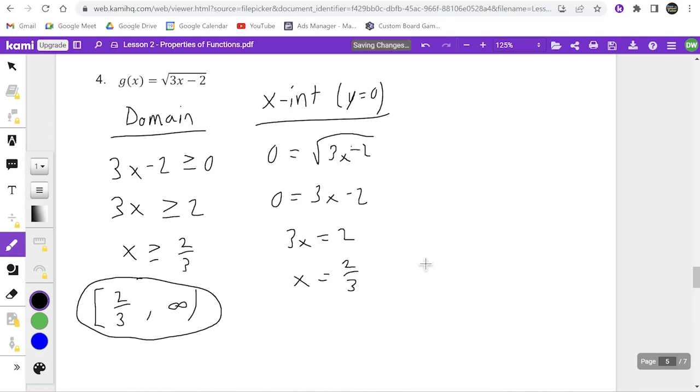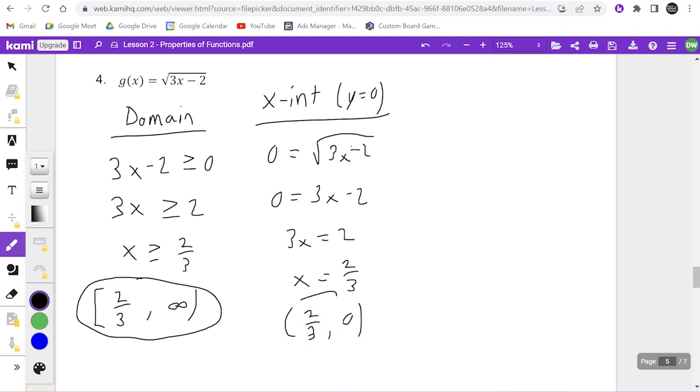Now, technically here, you're supposed to check for extraneous solutions. However, I'm just going to tell you, you don't need to do that when it's equal to 0. I don't have a good reason for why, but basically it's because I got one answer. And if you really want to check, you plug in 2/3 right now, I promise you you're getting 0. I'm just trying to speed things along because this is a long lesson. Anyways, the x-intercept is 2/3 comma 0.